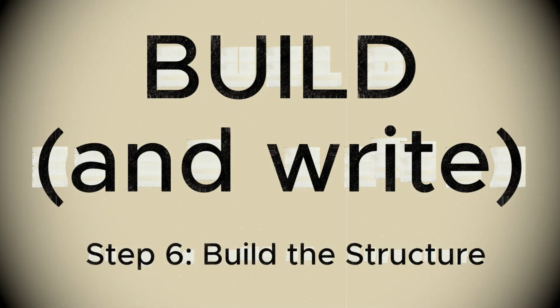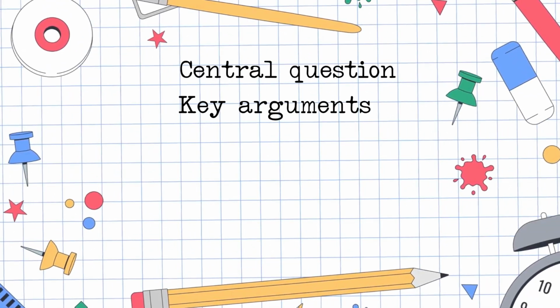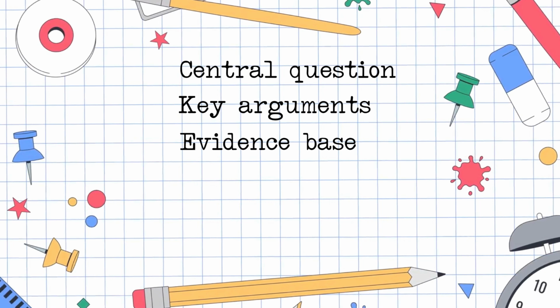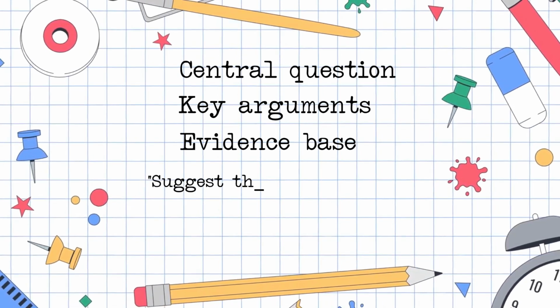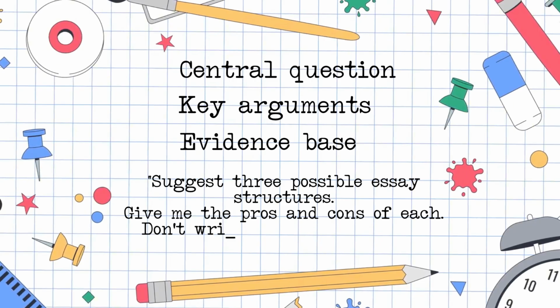Step 6, build the structure. So you've got your question, your sources, and your critiques. Now we build the skeleton. This is one of the highest leverage uses of AI in the whole process. Tell it your central question, your 3 or 4 key arguments, and your evidence base, and then ask, suggest 3 possible essay structures. Give me the pros and cons of each. Don't write anything yet, just give me the outline.